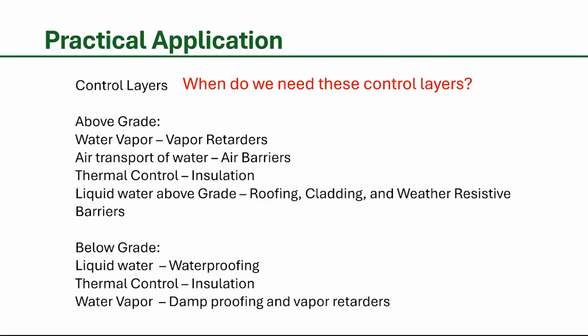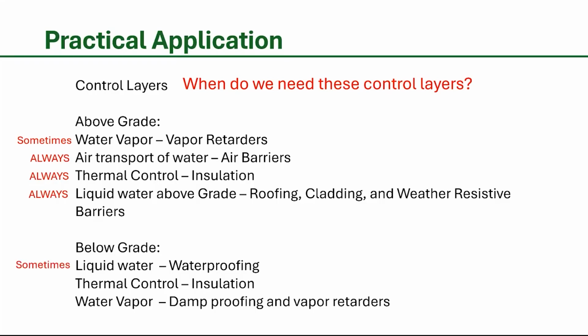So when do we need these things? Sometimes you need vapor retarders above grade, but you're always going to need to stop the air transport of water. Why? Because that's your biggest energy loss and it's your largest source of water. We're always going to need a thermal control insulation layer to control condensation. We're always going to require some sort of protection from liquid water above grade.